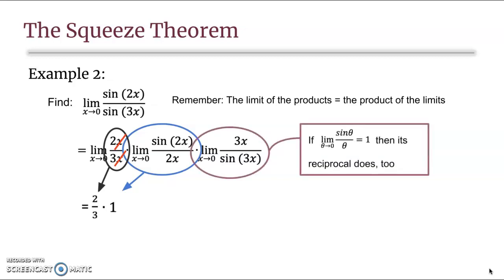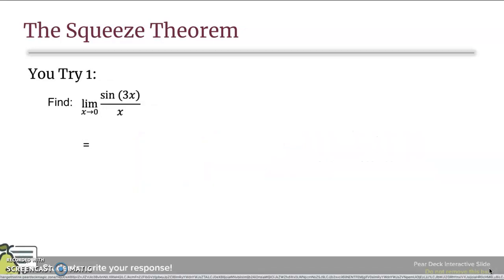And this part here, because I know that the sandwich theorem makes sine of theta over theta equal 1, the reciprocal will as well. And so I end up with a limit as x approaches 0 of sine of 2x over sine of 3x is just 2/3. All right, you try this one. You want to find the limit as x approaches 0 of sine of 3x over x.